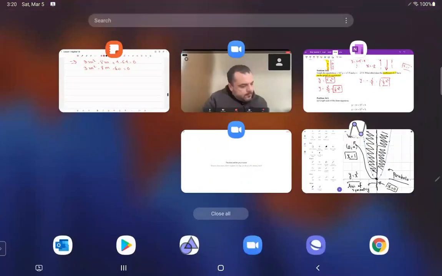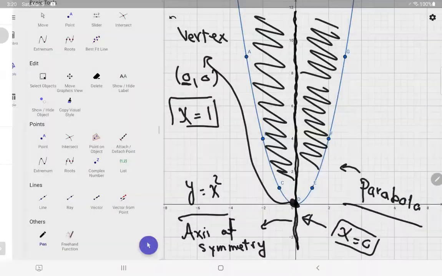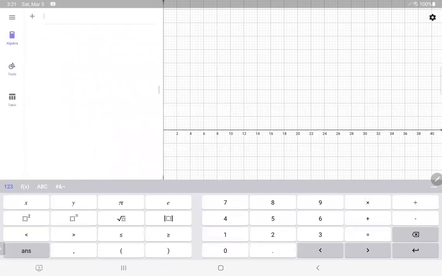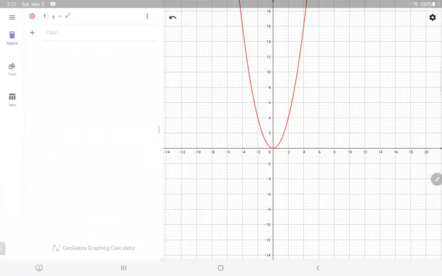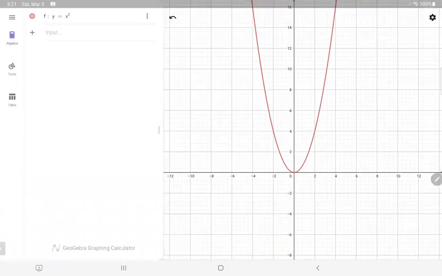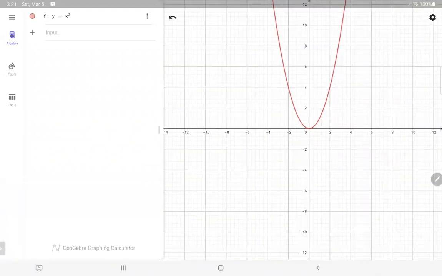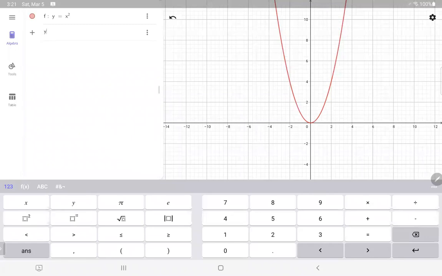So let's go there and clear this. The first one we did was y equals x squared. Now, let's do the second one: y equals 5 times x squared.